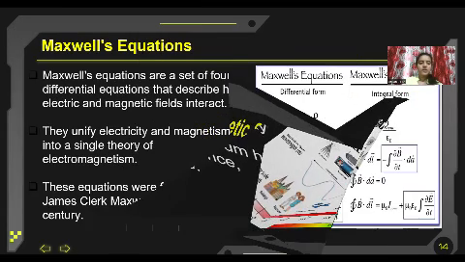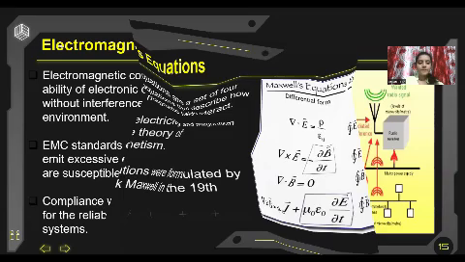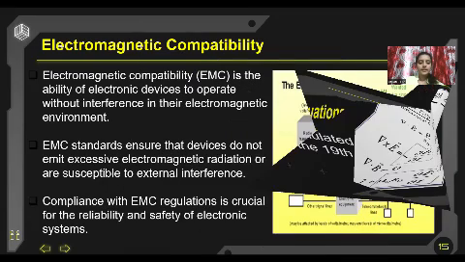Maxwell equations. Maxwell equations are a set of four differential equations that describe how the electric as well as the magnetic fields interact, and they unify electricity as well as magnetism into a single theory of electromagnetism. These equations were formulated by James Clerk Maxwell in the 19th century, and as we can observe in this figure, there is a set of four equations in differential as well as integral form.